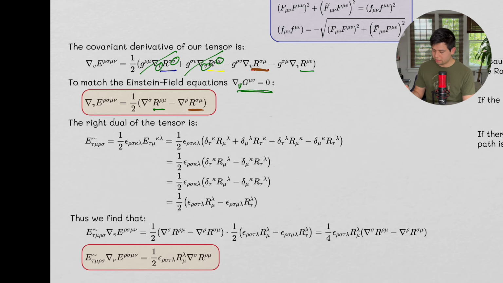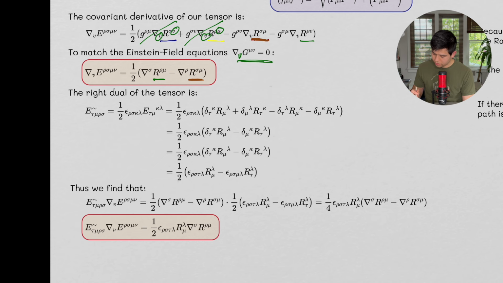So we're demanding that this have a 0 divergence. So the right dual of the tensor, we've defined it in this way, and when we do that, we're raising all these indices. You could pause the video, I'm not going to go too deep into all this. We have this, and then we get all the way down to this point here.